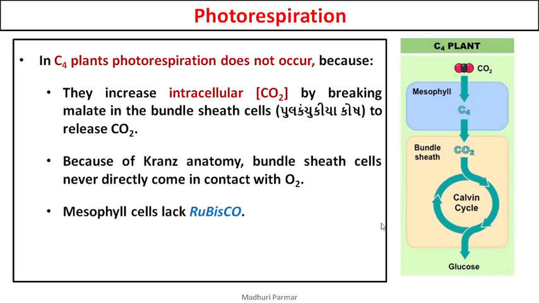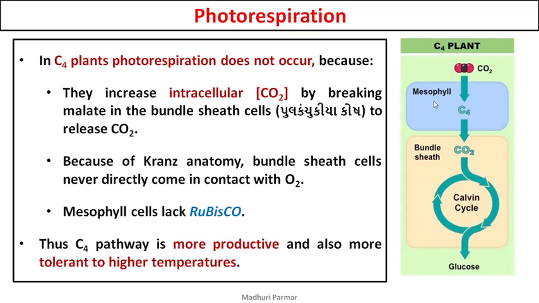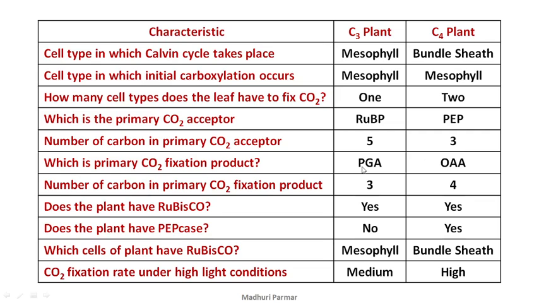Third thing, mesophyll cells which are in contact with oxygen, or which can come in contact with oxygen, do not have Rubisco. So there is no point of photorespiration. Thus, the C4 pathway is more productive. It uses more carbon dioxide. It may be using a little more ATP compared to C3, but it is more efficient. It is giving you more glucose, and also it can tolerate higher temperature. So C4 is actually a good evolution. It is helping the plants conserve energy from photorespiration.